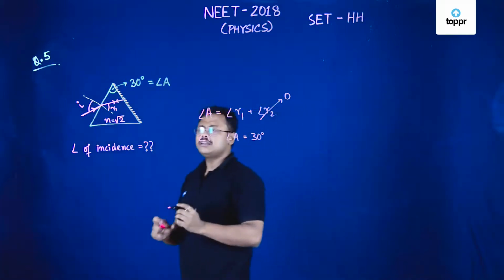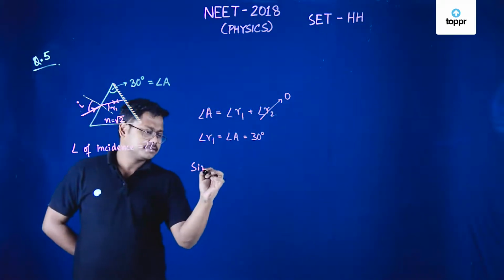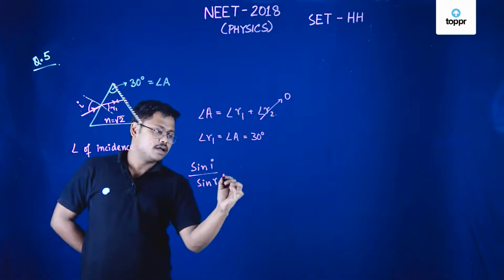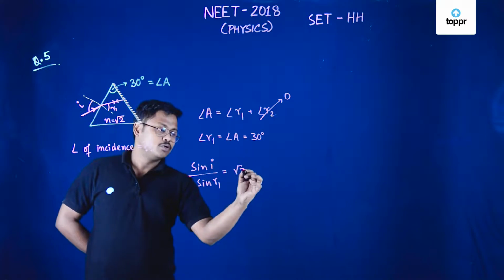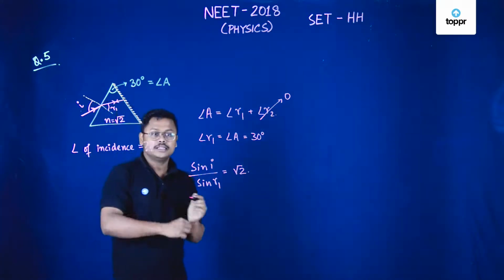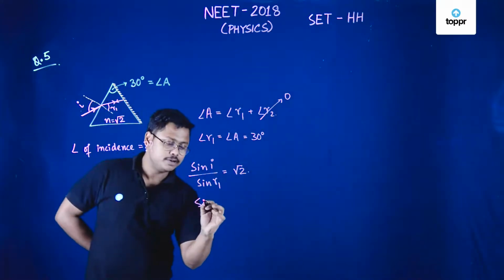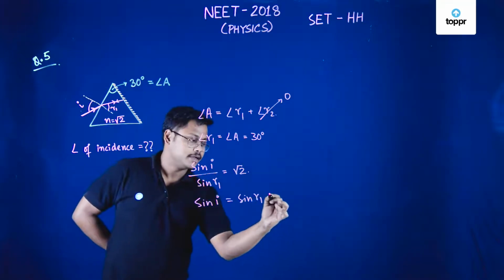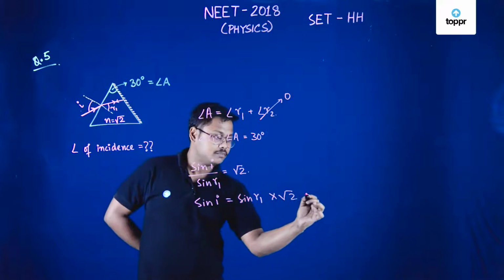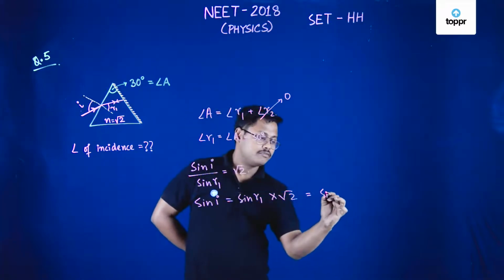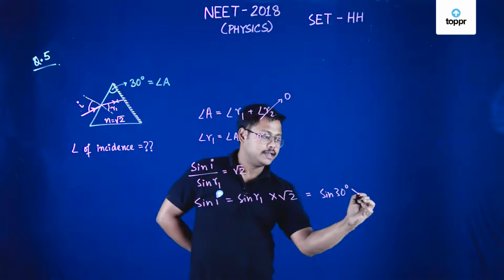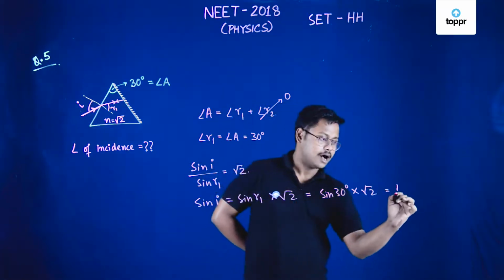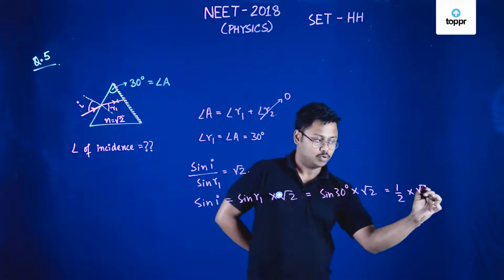Now, the refractive index of this prism is given, that is root 2. So, we can write sin I by sin R1 is equal to root 2. Now, what is sin R1? So, sin I will be equal to sin R1 into root 2, that is sin of 30 degrees into root 2, and sin 30 degrees means half into root 2.